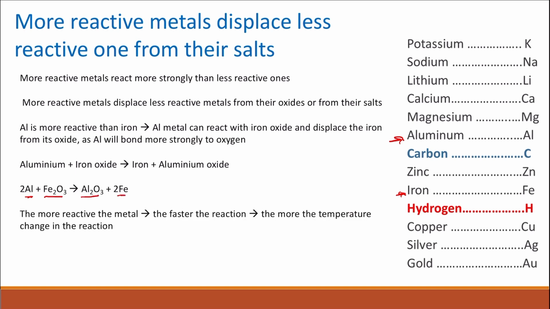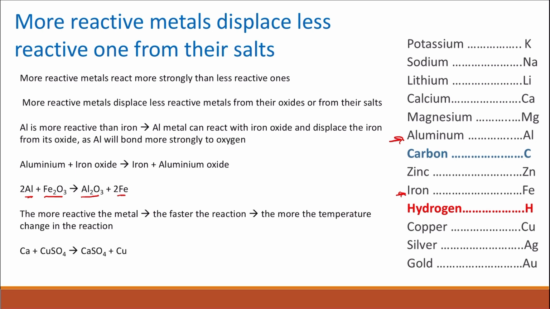The more reactive the metal, the faster the reaction. So if we have a mystery element and we want to know its place in the reactivity series, we can judge that based on how fast different metals react with a certain salt and how they can displace the other metal from its salt. Usually we can see that by the temperature change in the reaction. So the more the temperature change, the more reactive the metal.